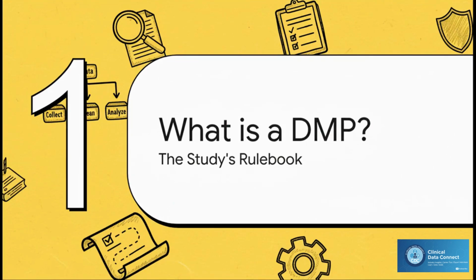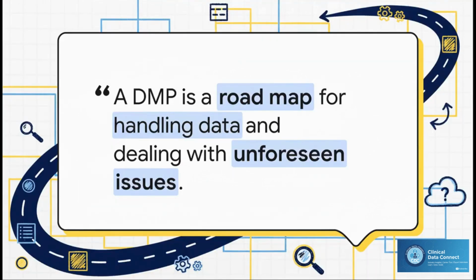What exactly is a data management plan? Well, the easiest way to think about it is as the study's official rulebook for anything and everything that has to do with data. Here's the official definition from the Society for Clinical Data Management, and I want you to zero in on that key phrase, roadmap. That's so important because a DMP isn't just some static checklist. It's a living guide that shows the entire team how to navigate the data journey step by step, especially when things don't go exactly as planned.